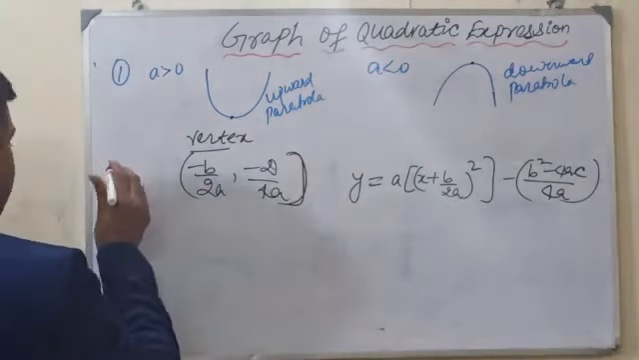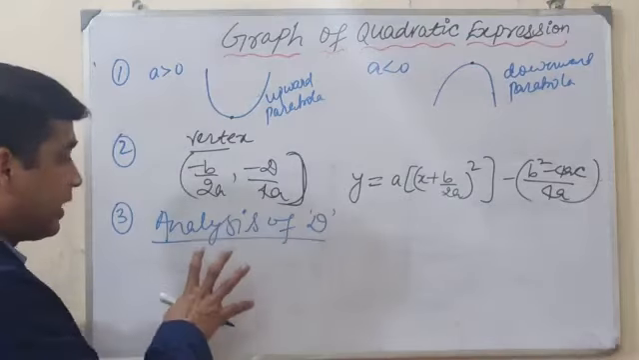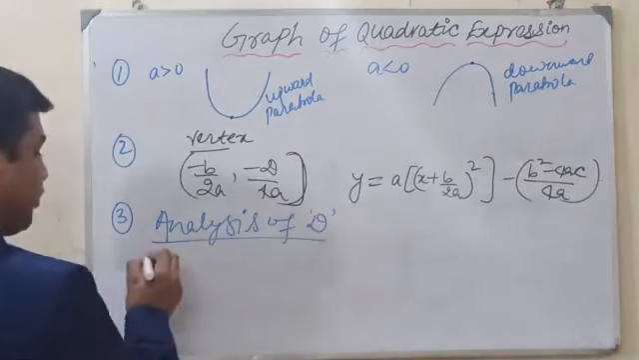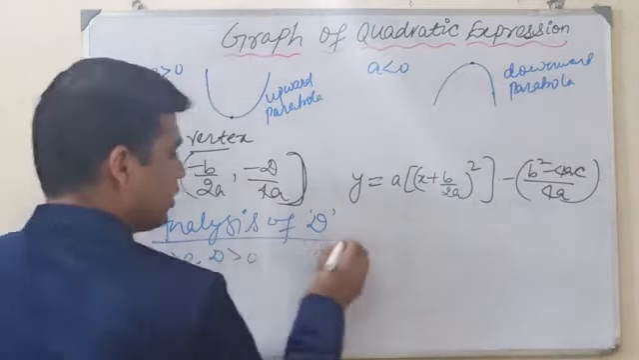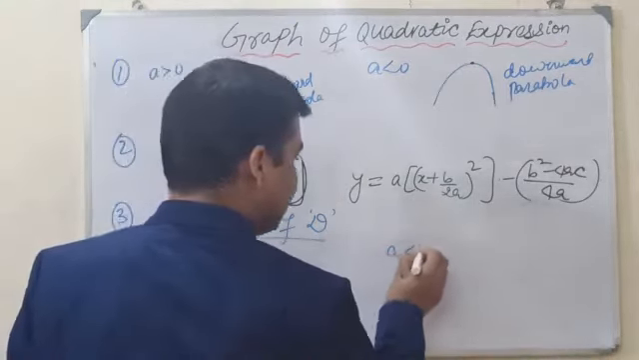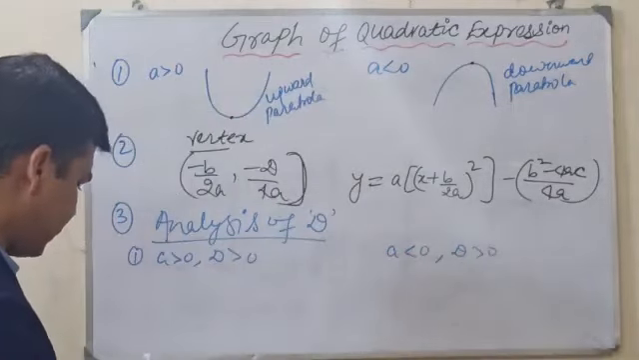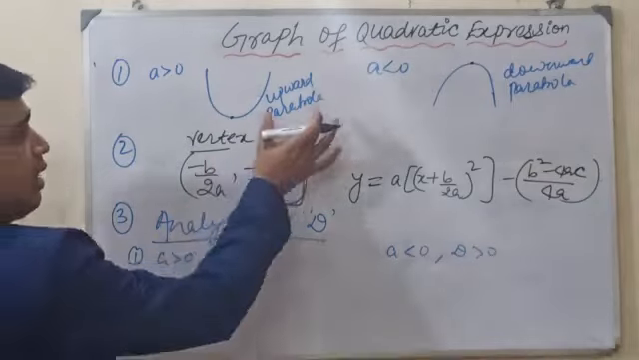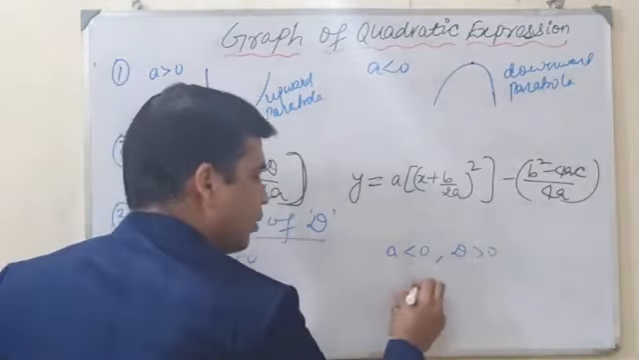This is the vertex. Okay, the third point is the analysis of d. First condition I am taking here: a is greater than 0 and d is greater than 0, and here a is less than 0 and d is greater than 0. See this here, a is greater than 0, so it is clear already, upward parabola. A is less than 0, downward parabola.